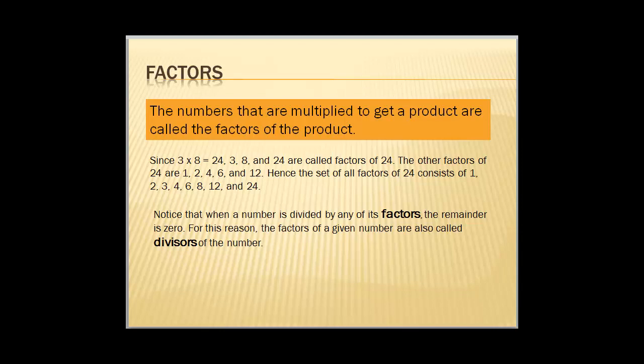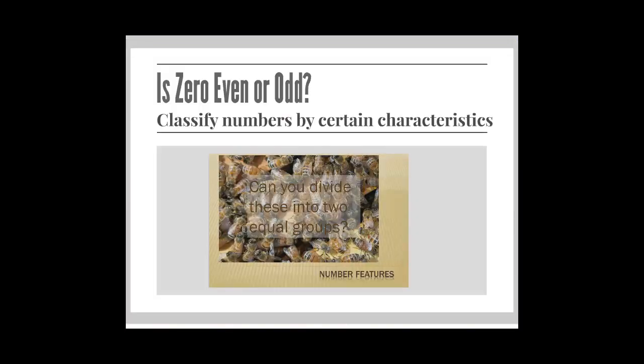All right? Well, notice that when a number is divided by any of its factors, the remainder is 0. Remember how we had said that in our previous slide? So for this reason, the factors of a given number are also called divisors of the number. Okay, so you may also see that it's called a divisor of a number. And that concludes this video.